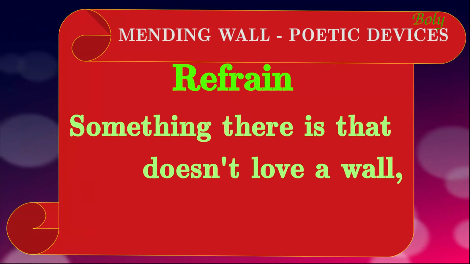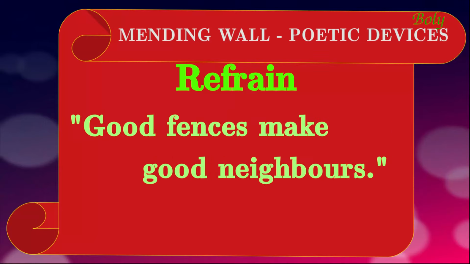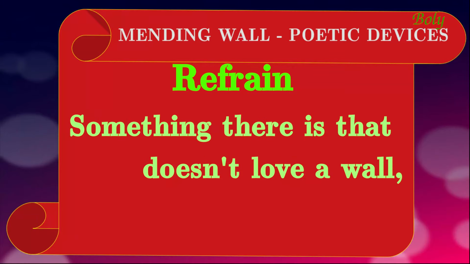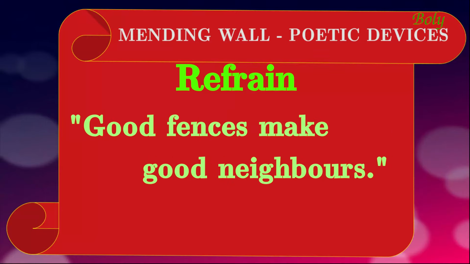First one, something there is that doesn't love a wall. And the second refrain we find in the poem is another line, good fences make good neighbors. The two lines emphasize the attitudes of two neighbors. The first line, something there is that doesn't love a wall, shows the first neighbor's view. The line, good fences make good neighbors, shows the second neighbor's attitude.